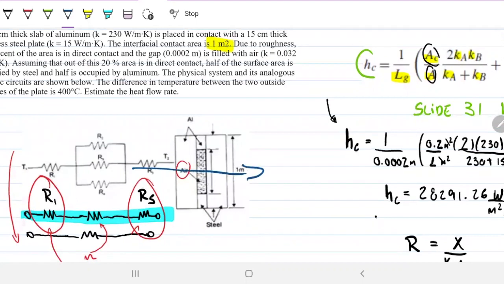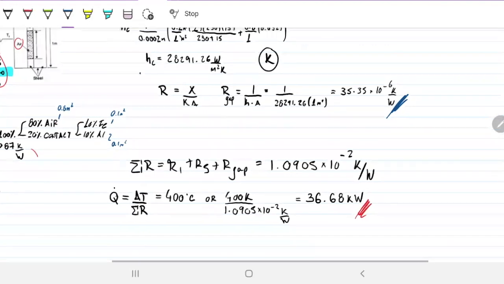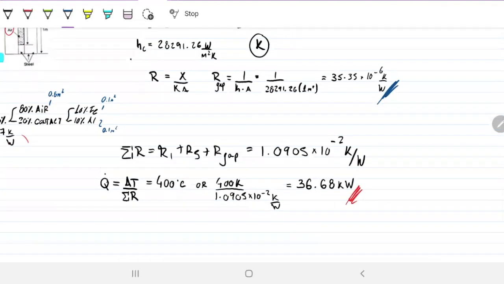Okay, but having that said, it wouldn't be incorrect to say per meter squared because this is for 1 meter squared, right? So if we were to double that, we would double the amount of Q as well. It wouldn't be incorrect to say it's 36.68 kilowatts per meter squared. That's also 100% okay because it is 1 meter squared area.